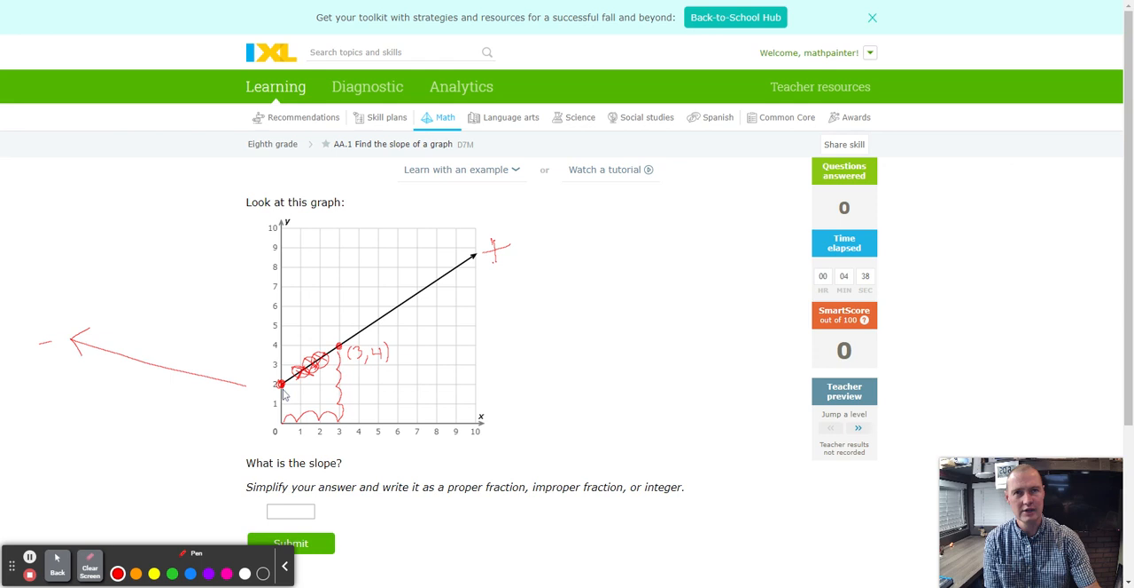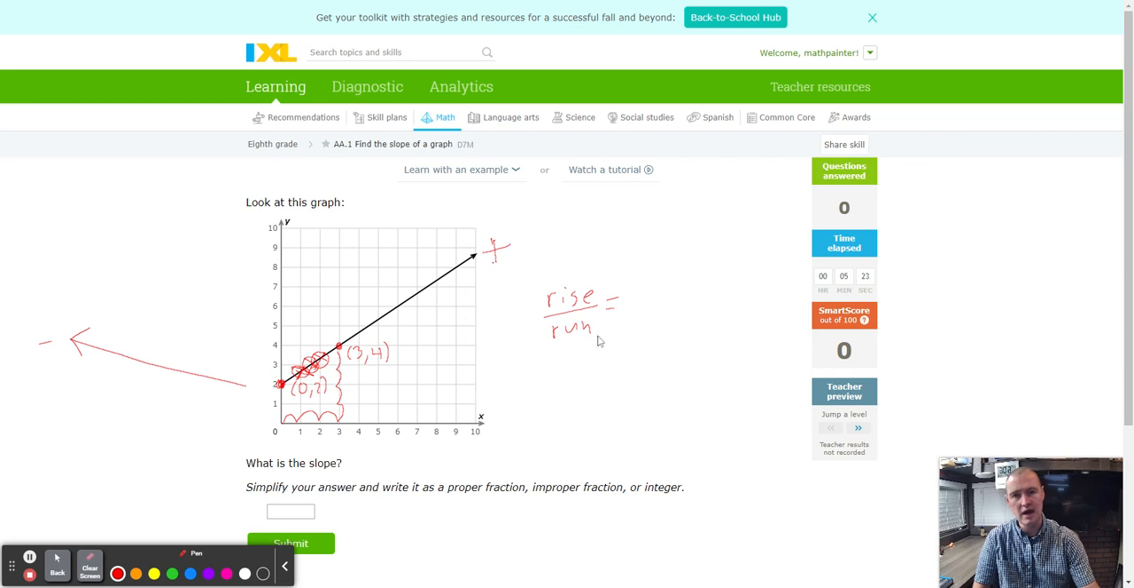Okay, now we got 2 points. We got our 0, comma 2, which is right here, and we have our 3, comma 4. Now, our next step is going to do something called rise over run. You're going to hear that a lot in math, and especially in high school. So just get used to that term, rise over run.